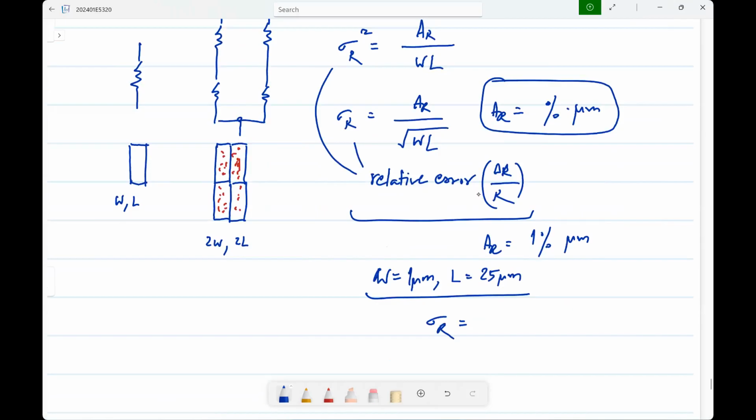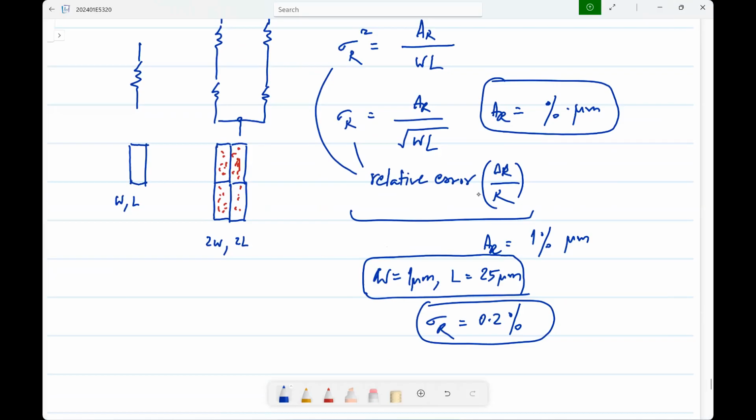How much is the standard deviation of relative error for this resistor, which is 25 microns long, 1 micron wide? 0.2%. Okay. And from this, you can calculate what does, I mean, having a Gaussian distribution of some sigma mean? What can you say really? You must have heard of terms like 3 sigma, 6 sigma, etc. Right? What is 3 sigma?